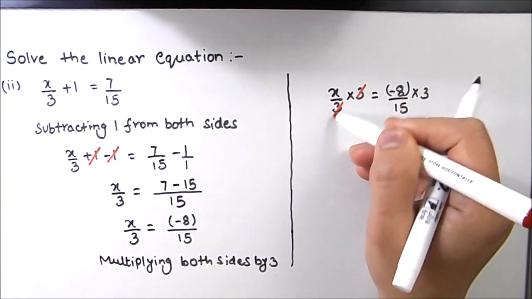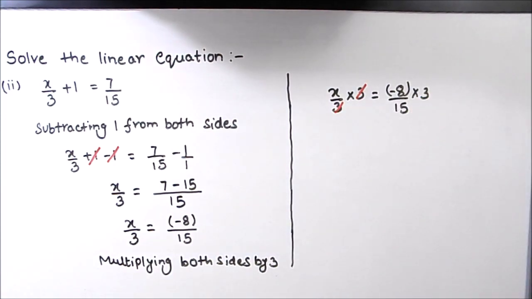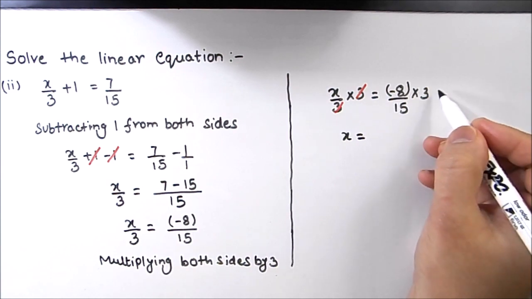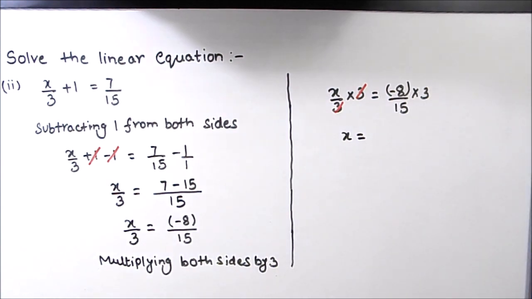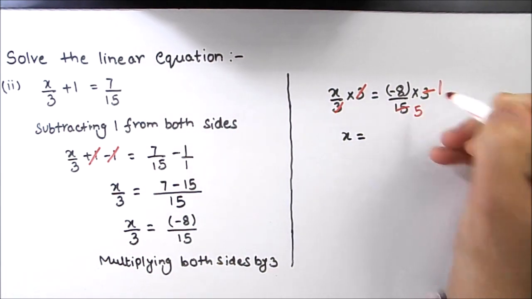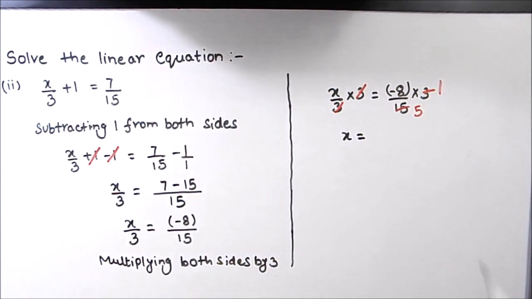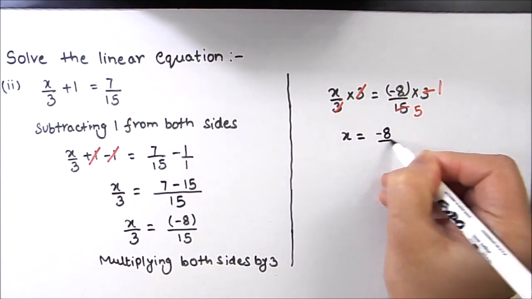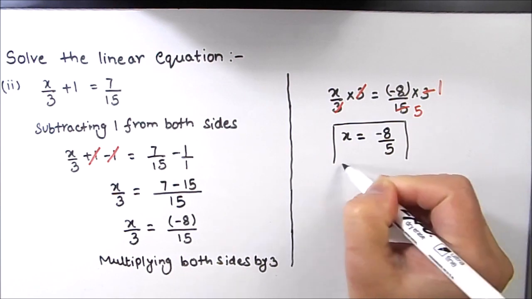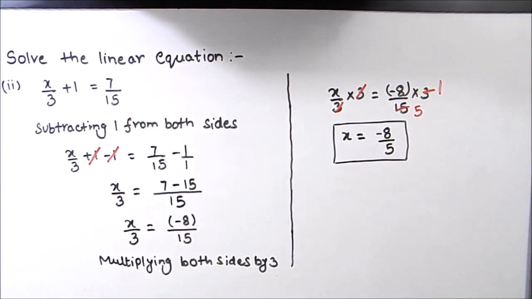Here on the left hand side these 3s get cancelled, so we are left with x on the left hand side, and on the right hand side too we can reduce the terms. 3 times 1 is 3 and 3 times 5 is 15. So we are left with negative 8 by 5, which is our final answer. So the value of x is negative 8 by 5. So this is how we can solve this type of linear equation. Let us move on to our third and final example.